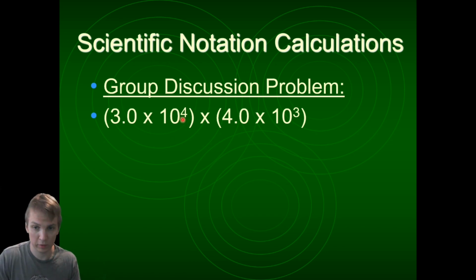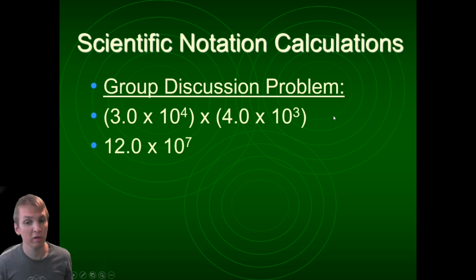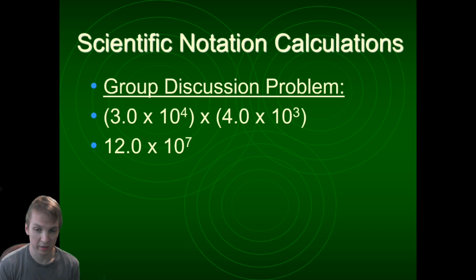So the exponent here is 4, and the exponent here is 3. 4 plus 3 is 7. So the answer you should have gotten was 12.0 times 10 to the 7th. However, we are not done because this answer is not in scientific notation.